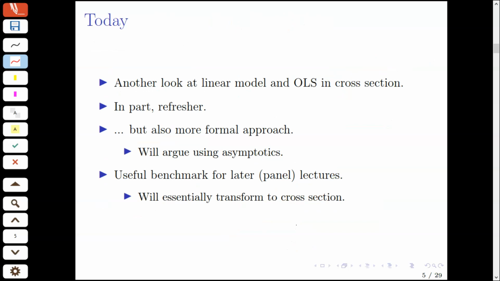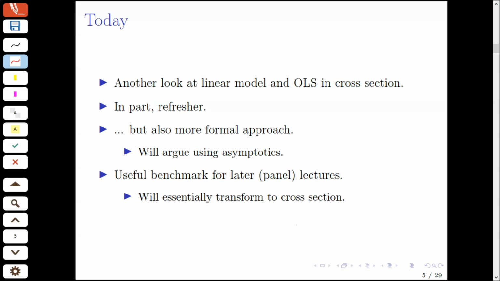Today we'll take another look at the linear model for cross-sectional data, as well as the ordinary least squares, or OLS for short, estimator. This will serve in part as a refresher, reminding you of a lot of the stuff that you've seen in your most recent econometrics course. But it'll also be a nice and gentle introduction to the use of asymptotics in your analysis. We'll be using asymptotics throughout this course, so it's nice to do it on somewhat familiar playing ground.